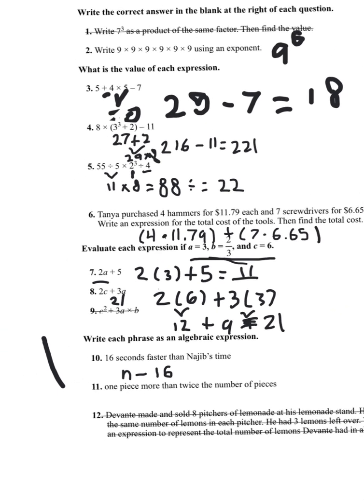So number 11, 1 piece more than twice the number of pieces. So I'm going to use p for my variable for pieces. So then, since it's twice the number of pieces, I'm going to do 2p, and then 1 piece more. So I'm going to add 1 more piece, because it's 1 piece more than 2 times the number of pieces.